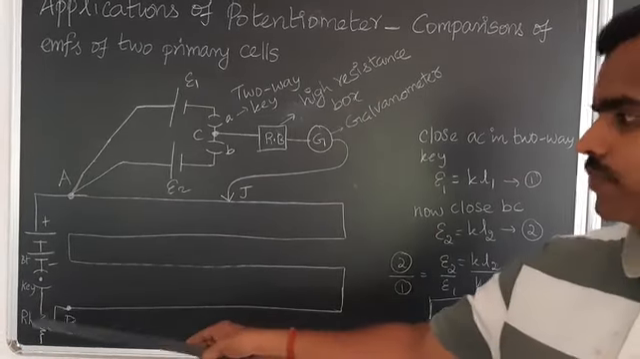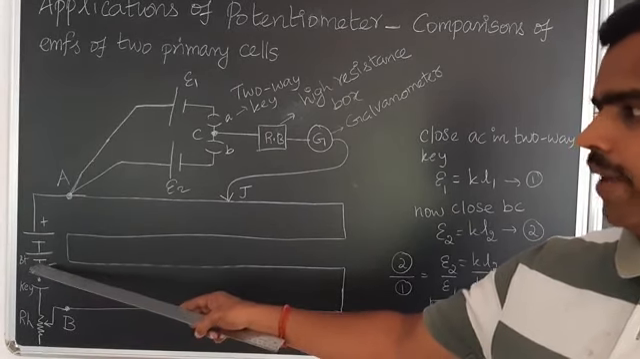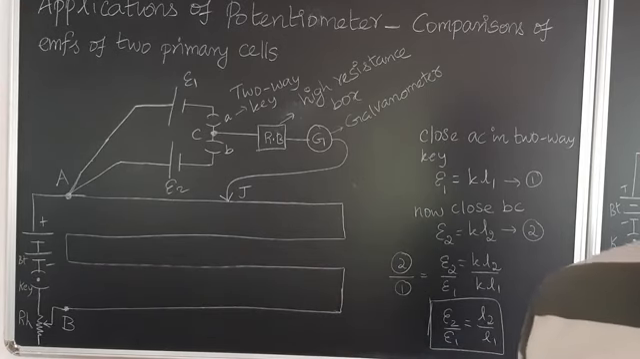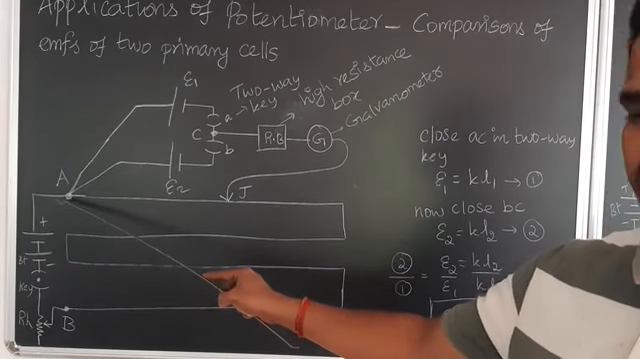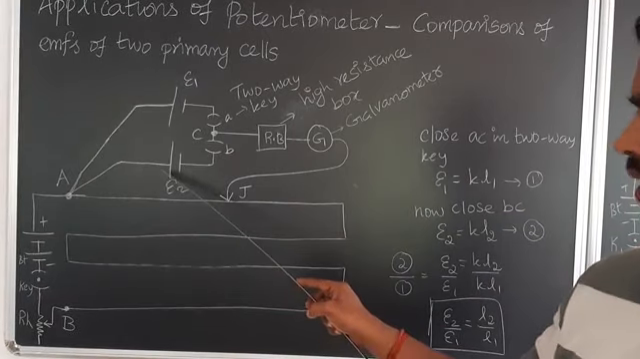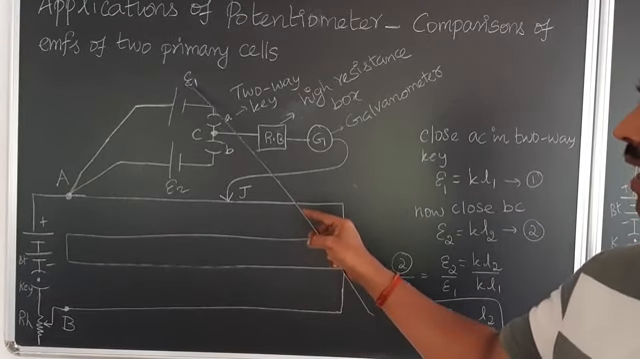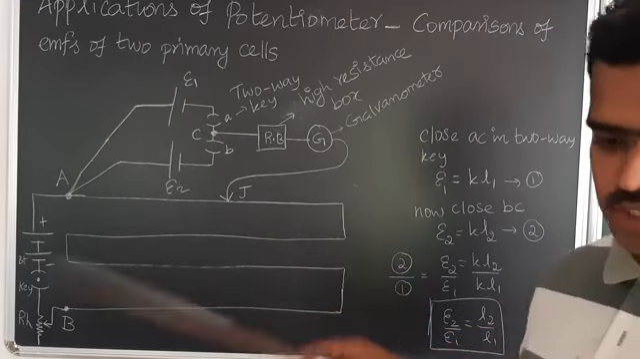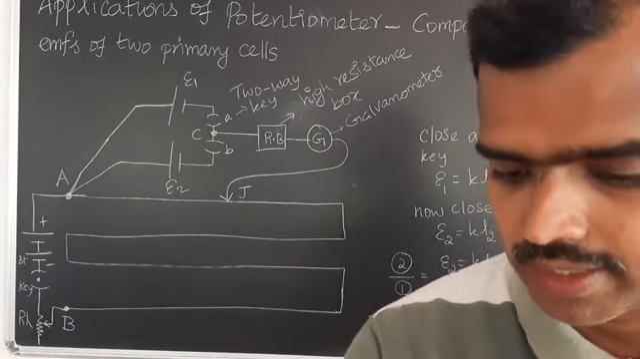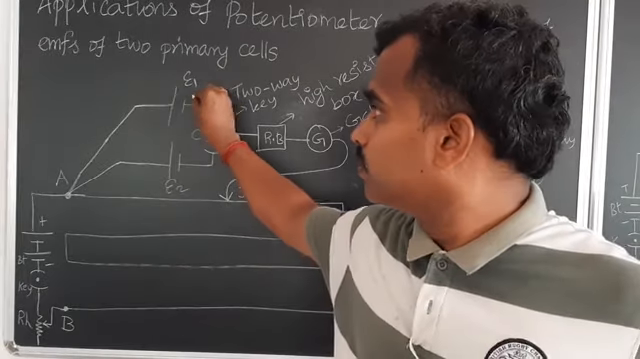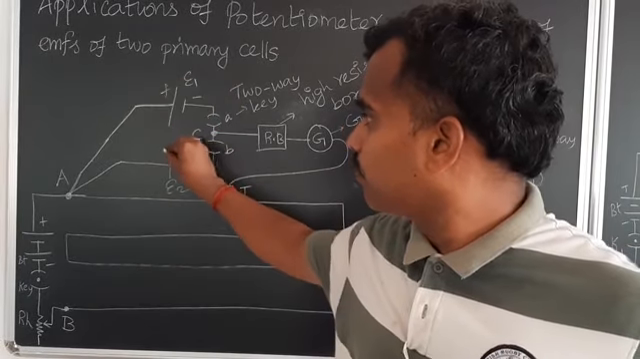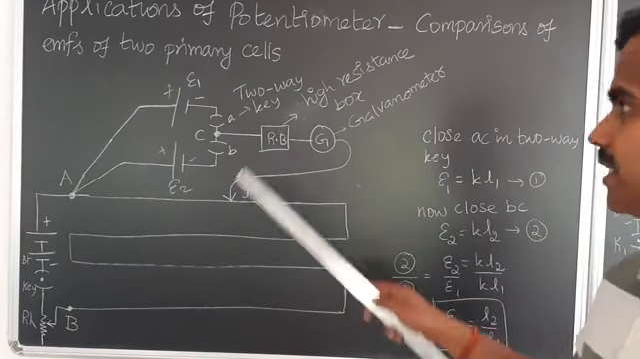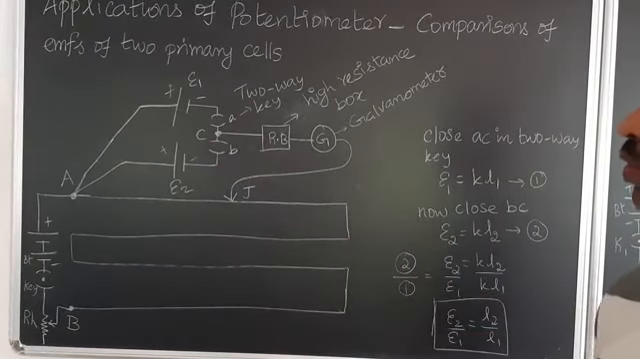So here I have a variable rheostat, key and battery, and this setup is, as we know, a potentiometer. From the starting point I am going to connect two cells, namely E1 and E2. This is the positive side, this is the negative side, this is positive, this is negative. So here I mark, and here we are using two-way keys.